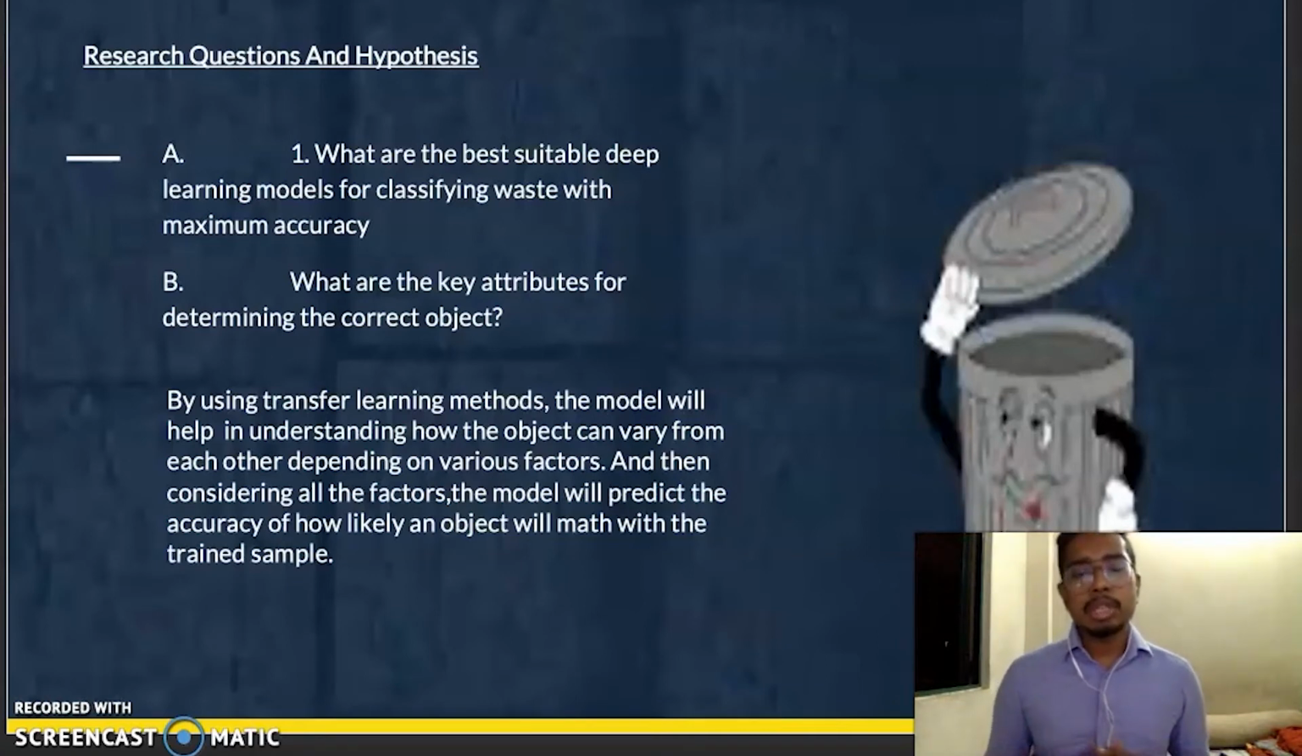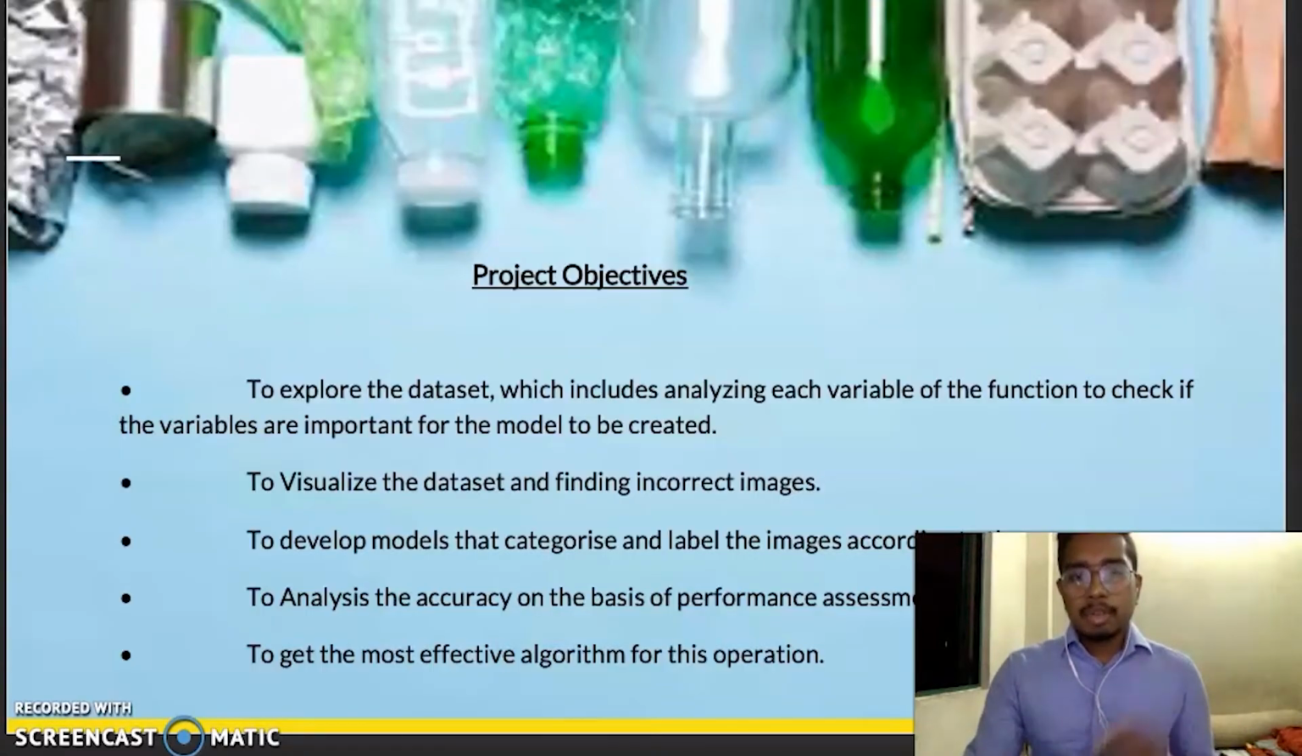The first research question that we are going to discuss is: what are the most suitable deep learning models for classifying waste with maximum accuracy? For our case, it's DenseNet 121. My teammate will discuss this later. And what are the key attributes for determining the correct objects? For the project objective, we'll first explore the dataset, then visualize the dataset and find the correct images, then develop models and label the images accordingly, and also analyze the accuracy on the basis of performance measures like accuracy, precision, recall, F1 score, and confusion matrix, and we'll get the most effective algorithm for these operations.